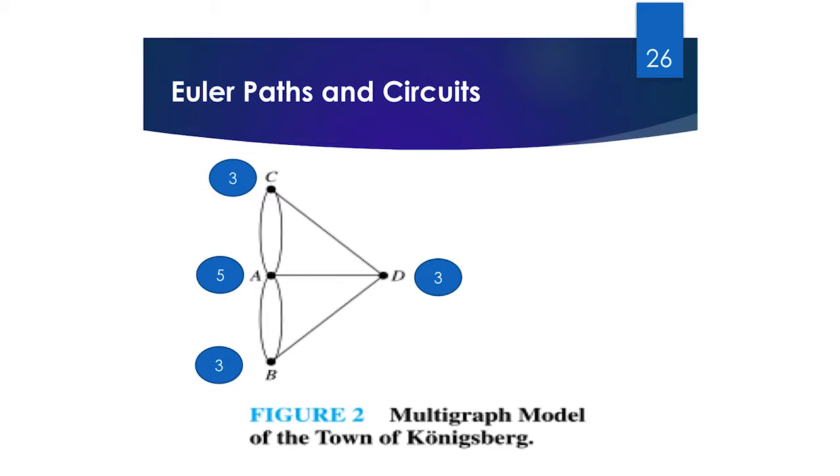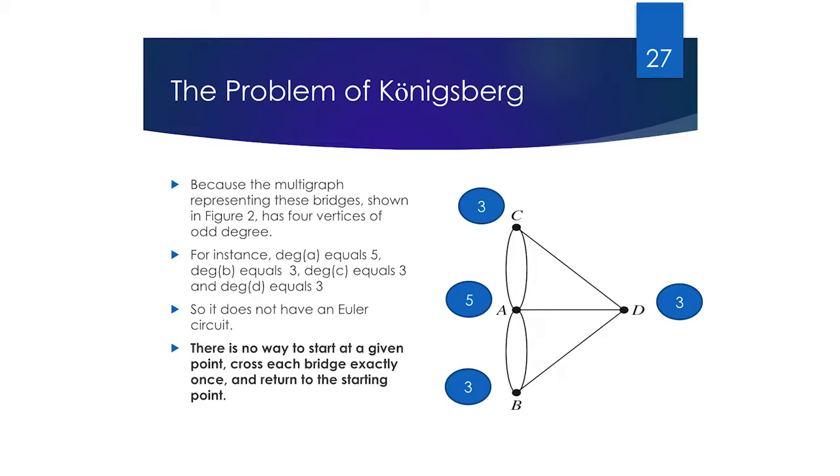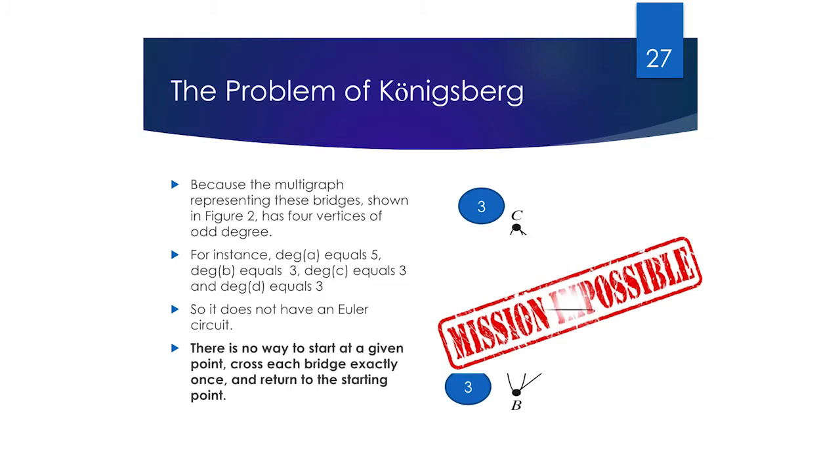We can now solve the problem of Königsberg. Because the multigraph representing these bridges, shown in figure 2, has four vertices of odd degree. For instance, degree of A equals 5, degree of B equals 3, degree of C equals 3, and degree of D equals 3. So it does not have an Euler circuit. There is no way to start at a given point, cross each bridge exactly once, and return to the starting point.